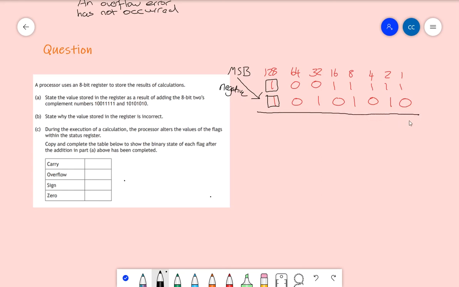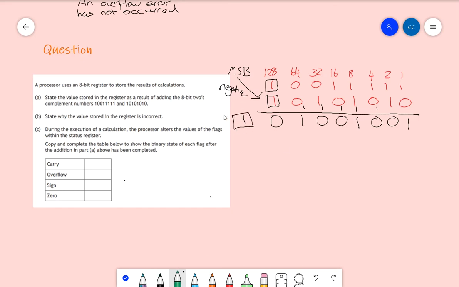1 plus 0 is 1, 1 plus 1 is 2, so put down the 0, carry the 1. 1 plus 1 is 2, put down the 0, carry the 1. 1 plus 1 plus 1 is 3, put down the 1, carry the 1. 1 plus 1 is 2, put down the 0, carry the 1. 1 plus 1 is 2, put down the 0, carry the 1. 0 plus 0 plus 1 is 1, and 1 plus 1 is 2, so put down the 0 and carry the 1.